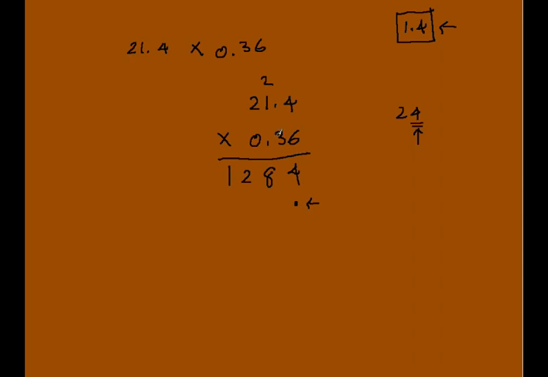And then we're going with the 3. 3 times 4 is 12. Carry a 1 now this time. 3 times 1 is 3, plus 1 is 4. 3 times 2 is 6.